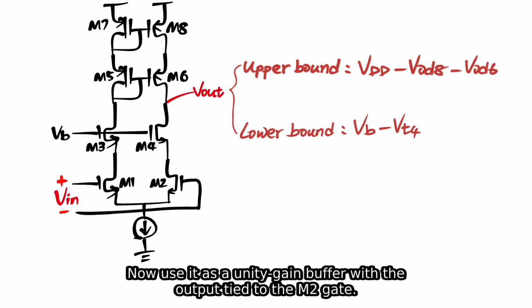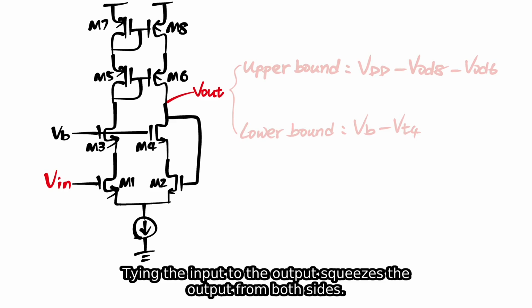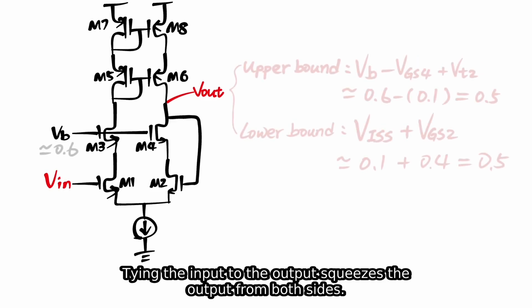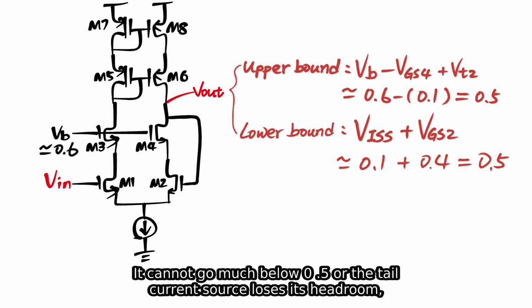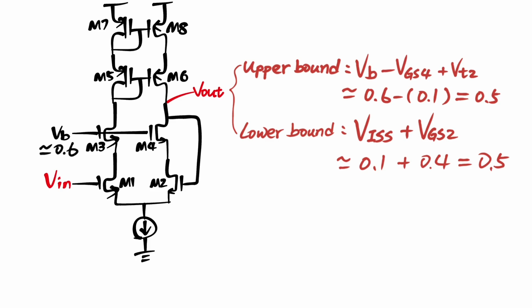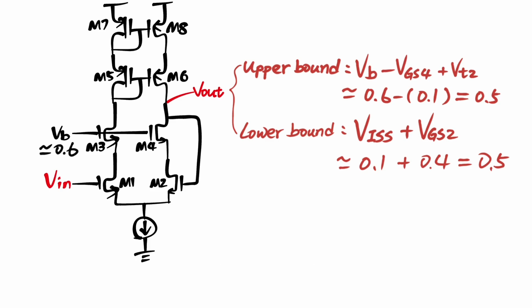Now use it as a unity gain buffer with the output tied to the M2 gate. Tying the input to the output squeezes the output from both sides. It cannot go much below 0.5, or the tail current source loses its headroom, the same limit we just saw in the simple case.